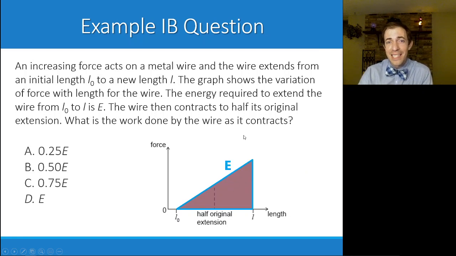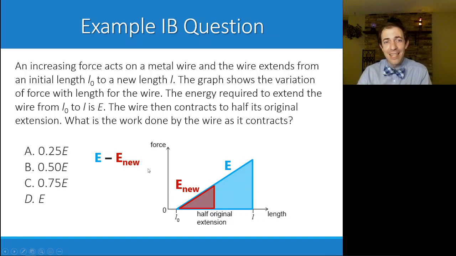The wire then contracts to half its original extension. What is the work done by the wire as it contracts? We'll call this E nu, and that's my new energy. What I'm looking for is the work being done by the wire as it contracts. How much is it different going from E to E nu? What is the overall amount in that difference?